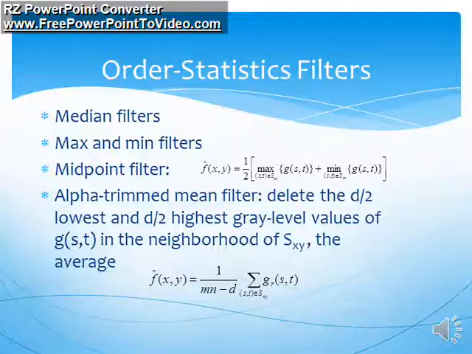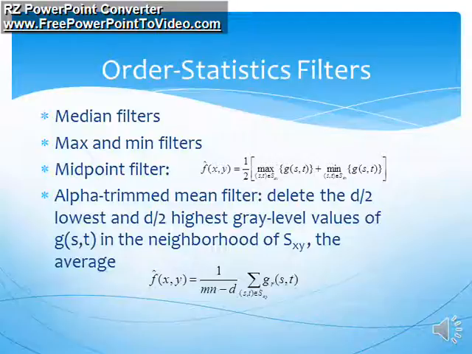Now these are other order statistics filters. We have to keep in mind some points, though they are very much important: the median filters, then max and min filters, then midpoint filters. It is denoted by f cap xy equals half of the maximum of g(s,t) plus the minimum of g(s,t), where (s,t) is in S_xy.